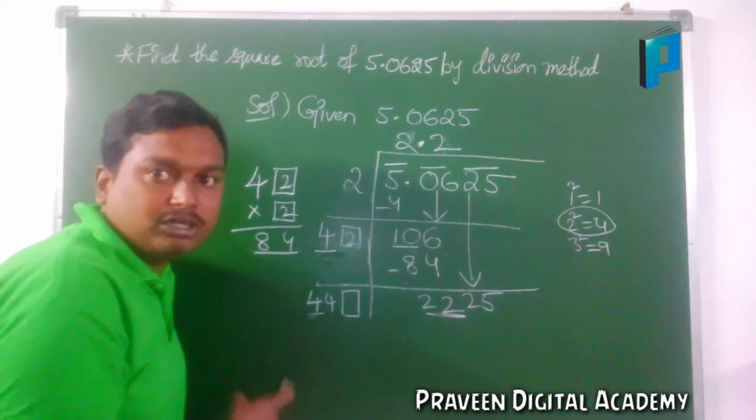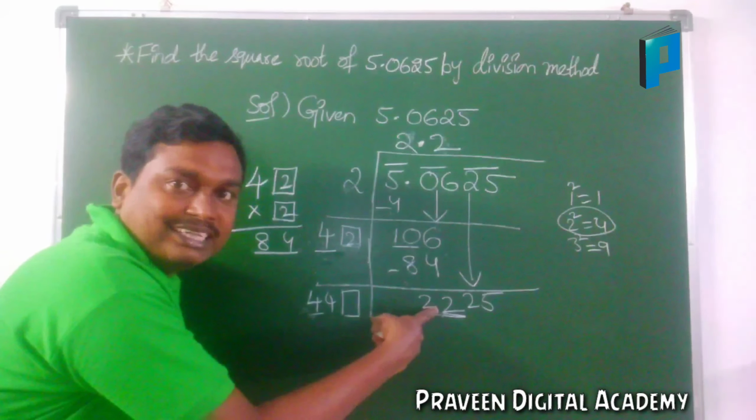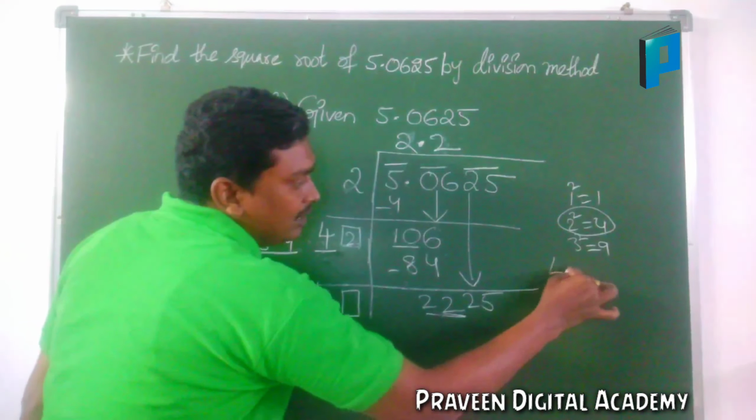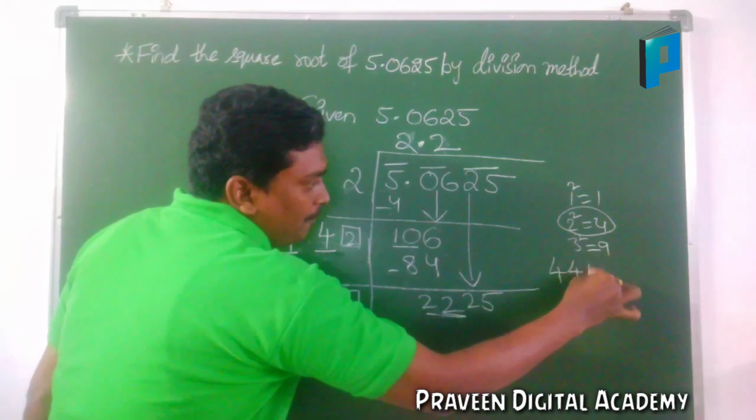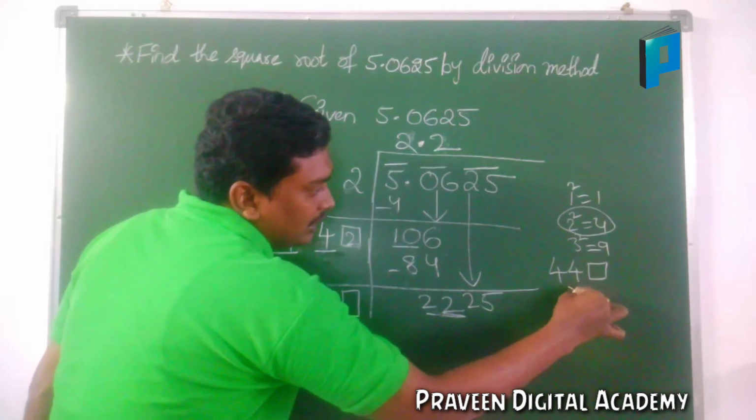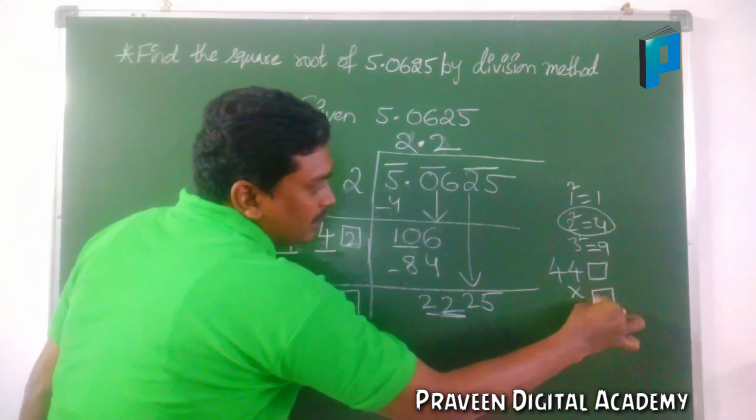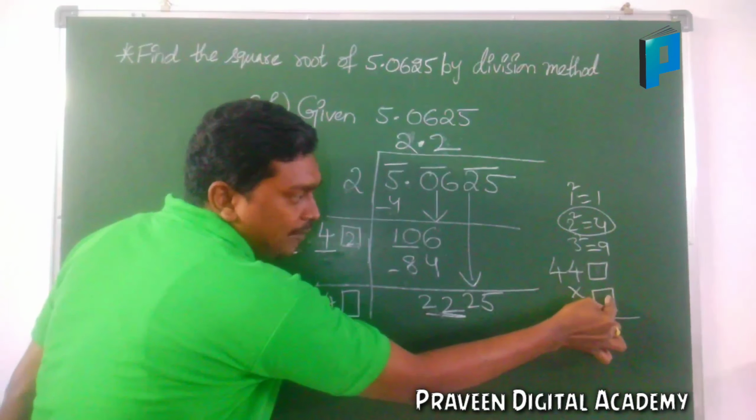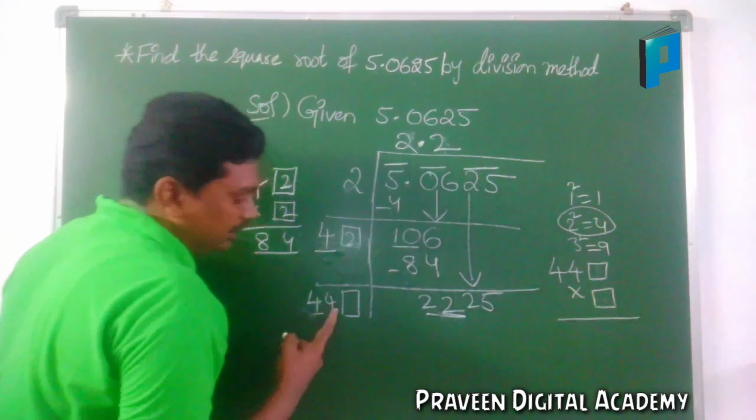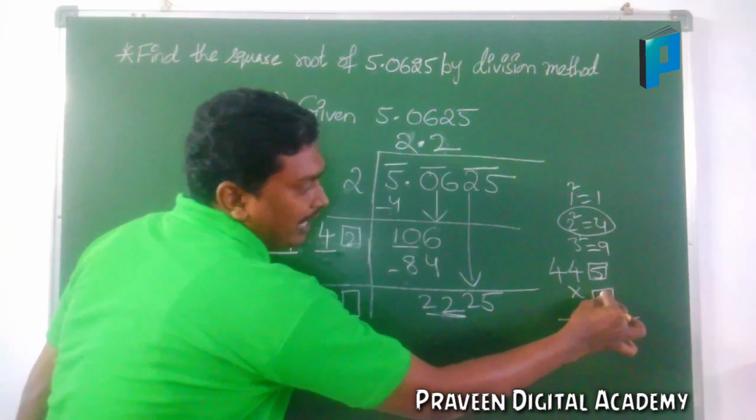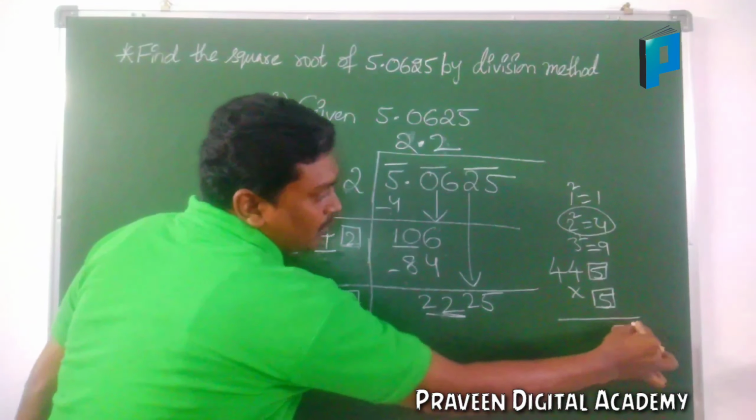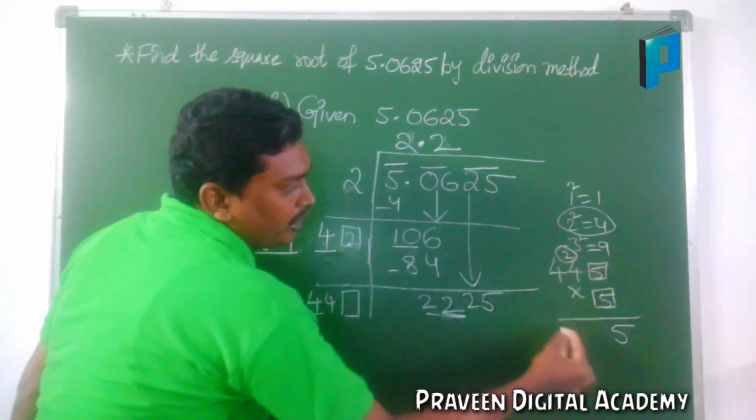4 how many times 22? 4 5s are 20 is nearer. So I can multiply here 4 box into box. Whatever the number we are keeping here, the same number you have to multiply here also. So 5 into 5, I got 5 5s are 25 and I will borrow here 2.